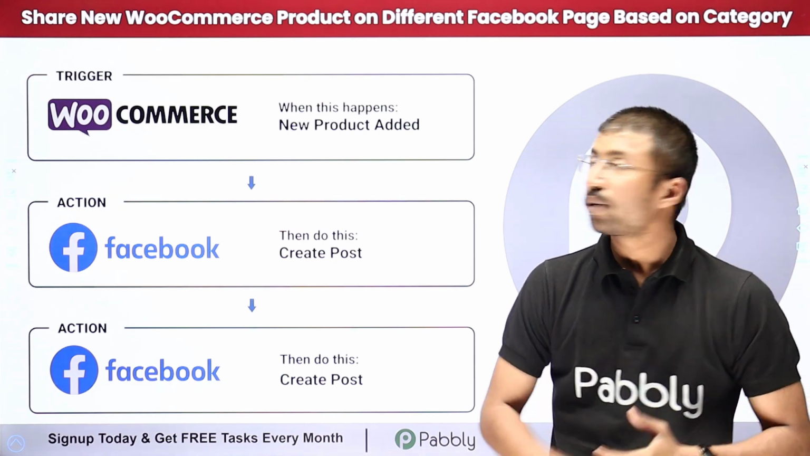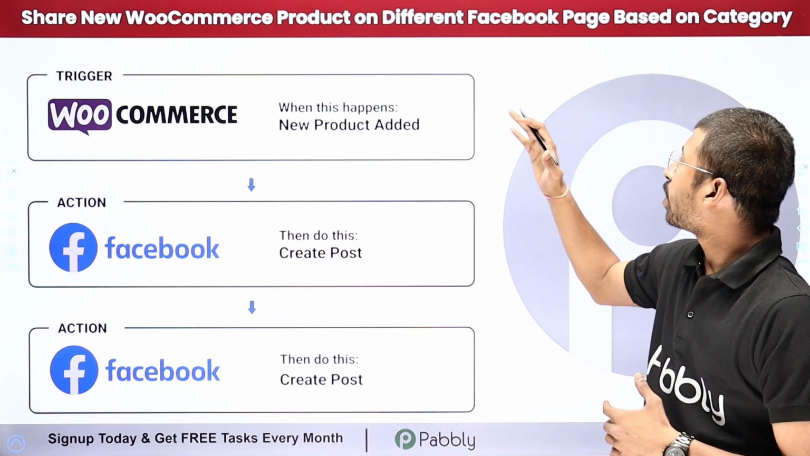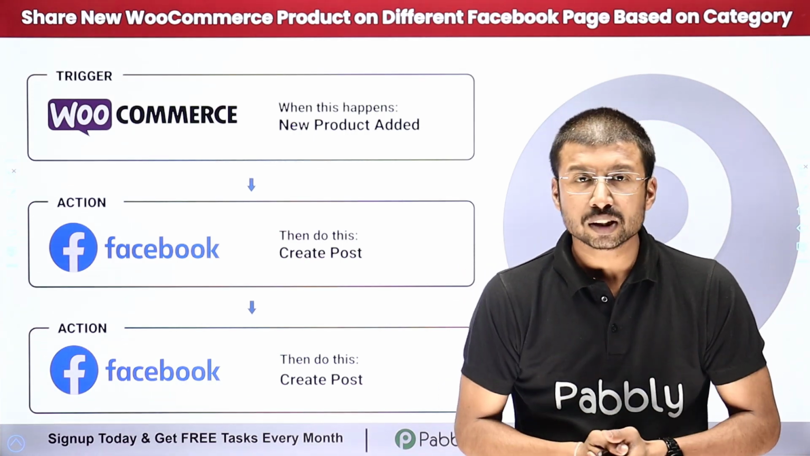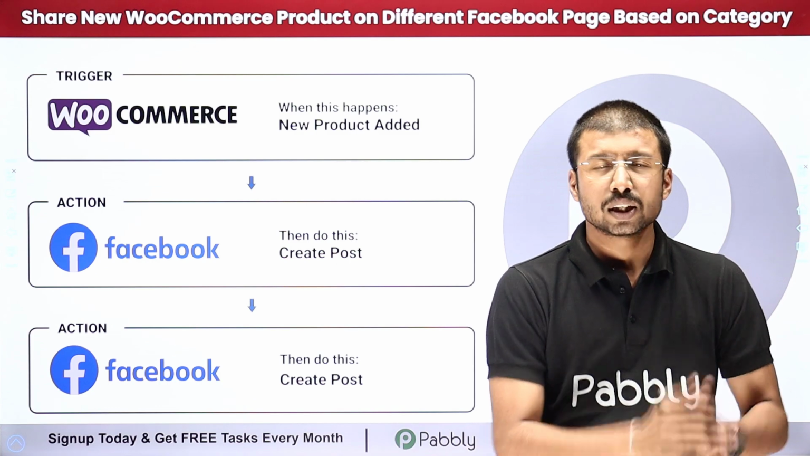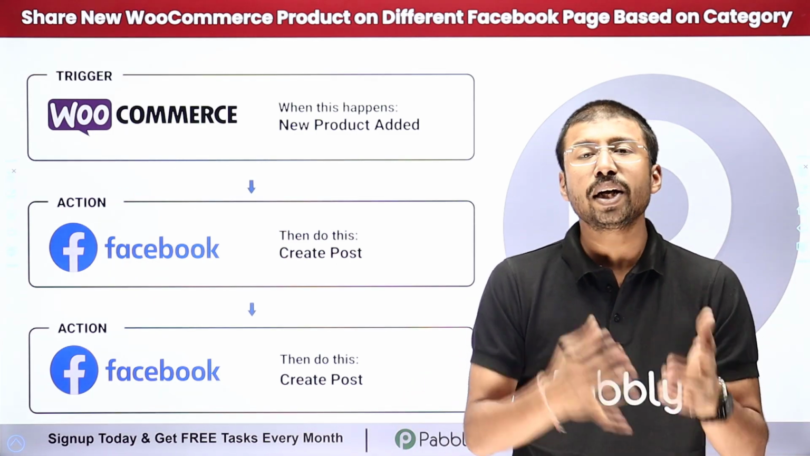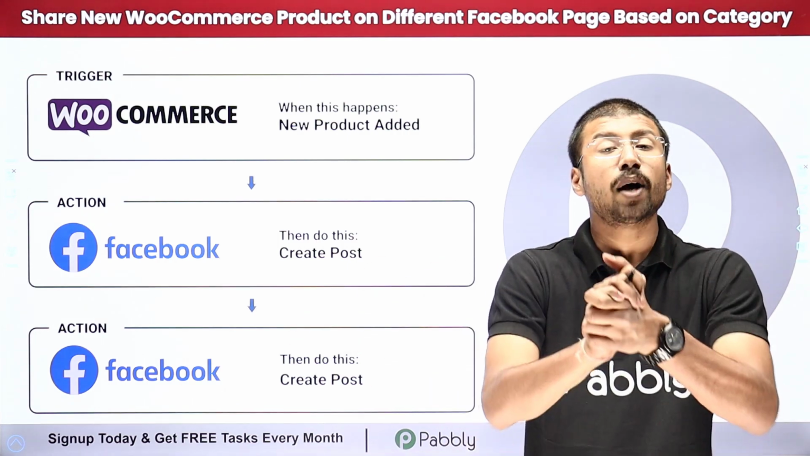So in this video, we are going to learn how to share new WooCommerce products on different Facebook pages based on category. Let's say you are selling some products online using WooCommerce and you are selling different categories of products, and for each category, you have created a different Facebook page to market them.